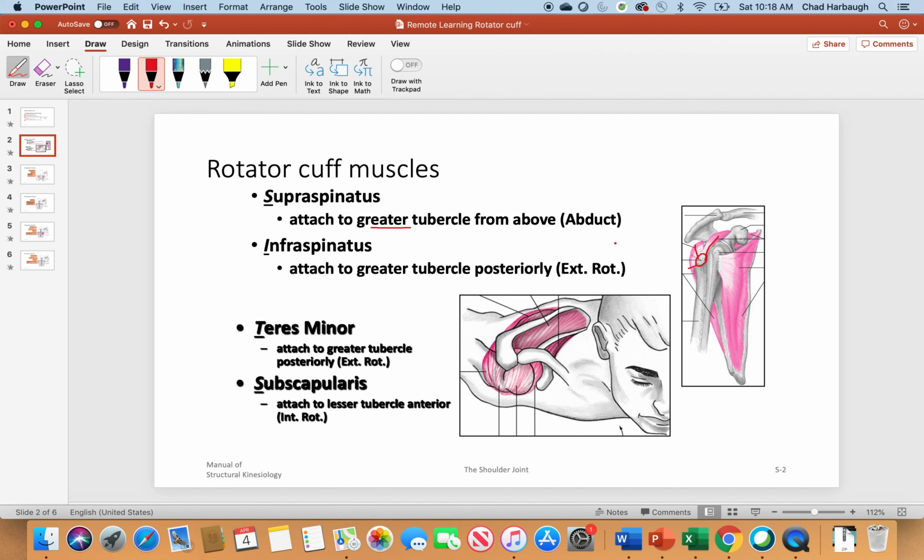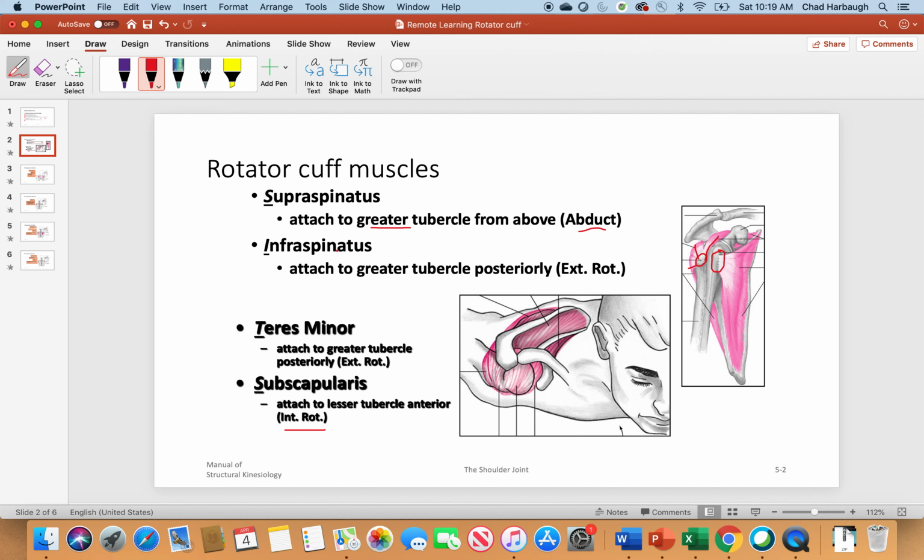Looking at the different movements in this anatomical design, the supraspinatus muscle does abduction, and the infraspinatus and the teres minor both do external rotation. The other landmark that we should mention is the lesser tubercle. The lesser tubercle is where the subscapularis muscle inserts, and its job is internal rotation.